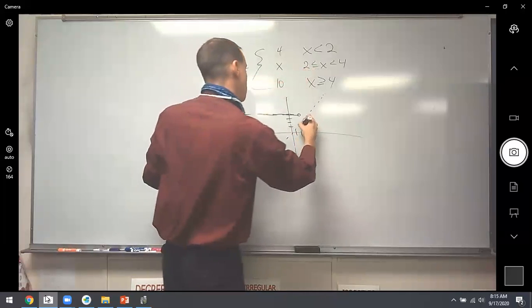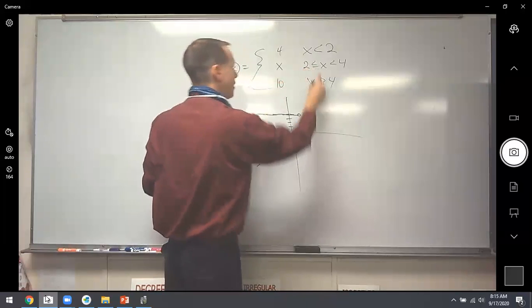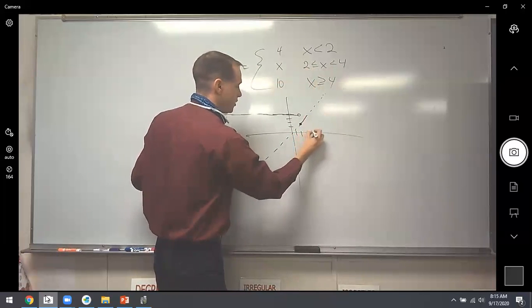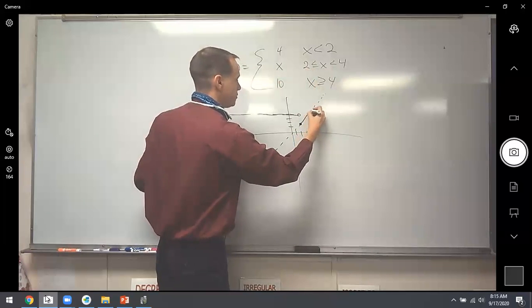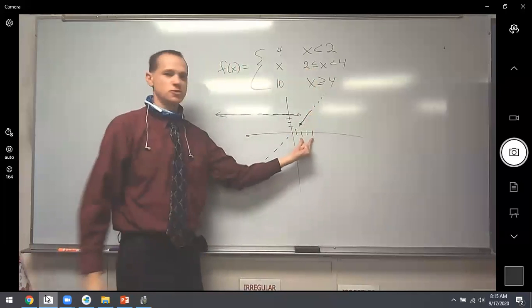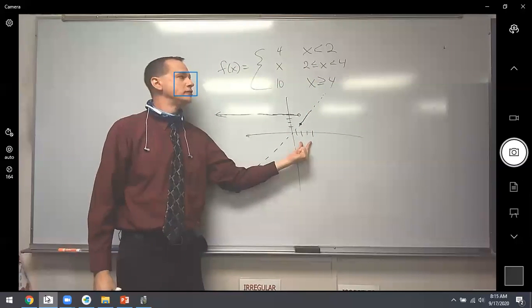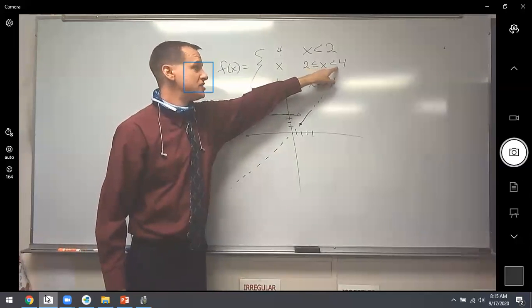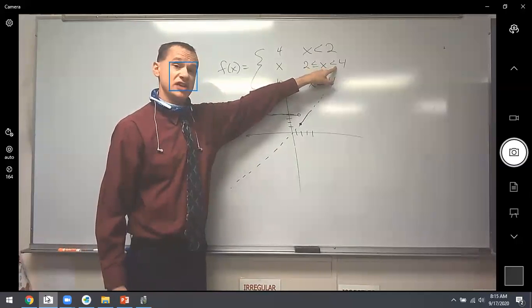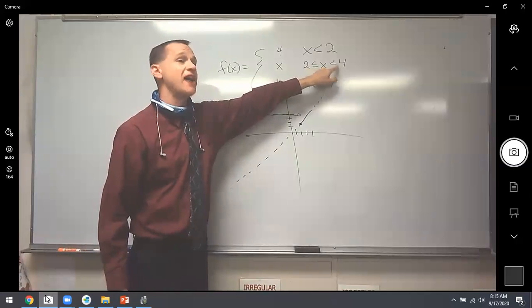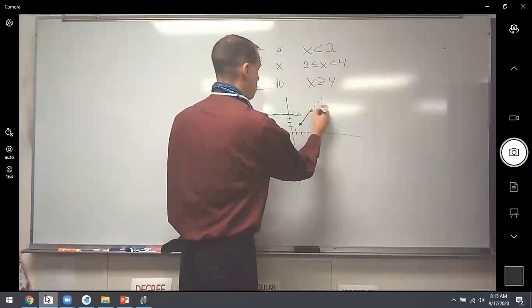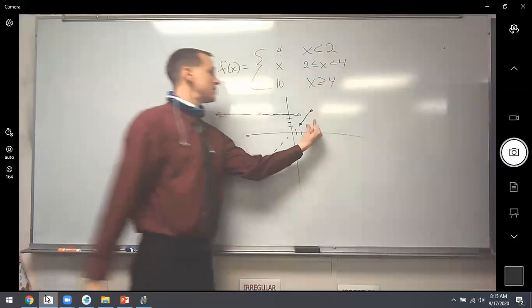And I'm going to keep drawing this until I get to where? Until x gets up to 4. So here's x is 1, 2, 3, 4. So it's going to go all the way up to about here-ish. Here, x is between 2 and 4, correct? But notice on this piece, when you get to 4, it's not less than or equal to, it's just less than, right? So on this side of my piece, I don't need a closed circle. I need an open circle right there. So this is that piece for the middle.